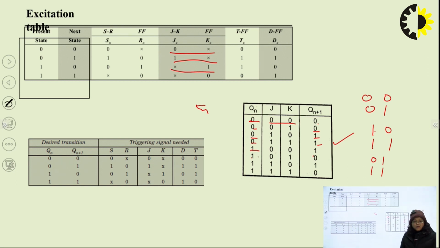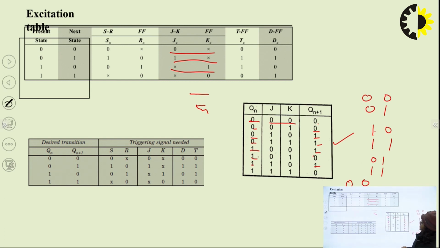And last, for 1 to 1, all the possible combinations are 0, 0 and 1, 0, that is cross 0. So excitation table means based on present state and next state, we write all the possible combinations of input for that particular transition.